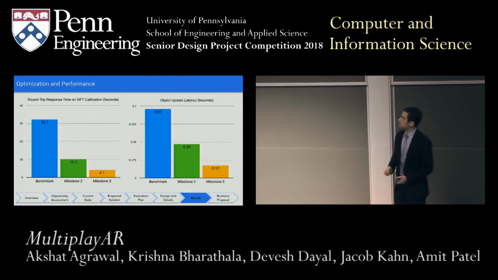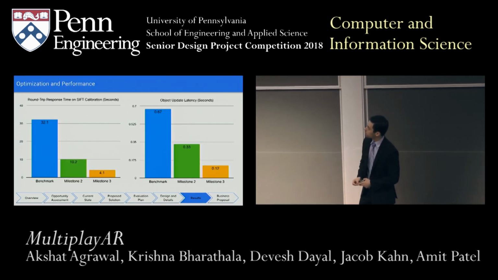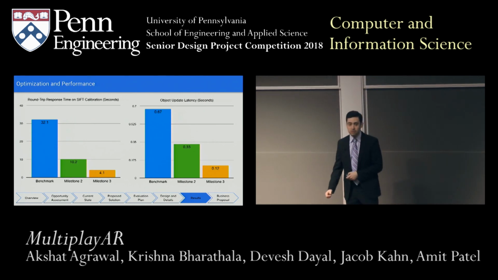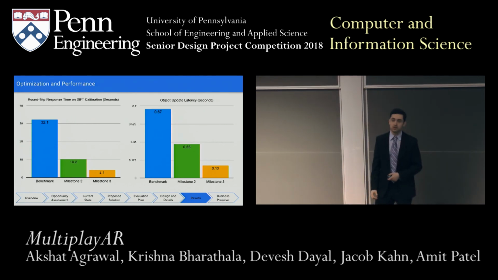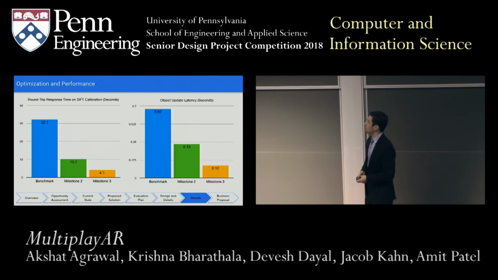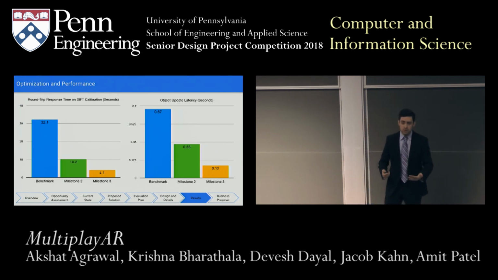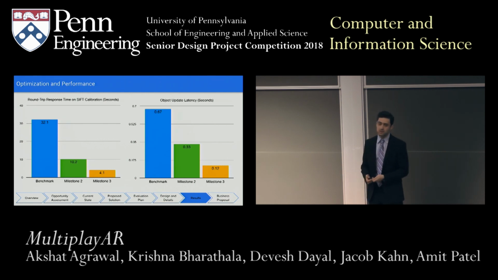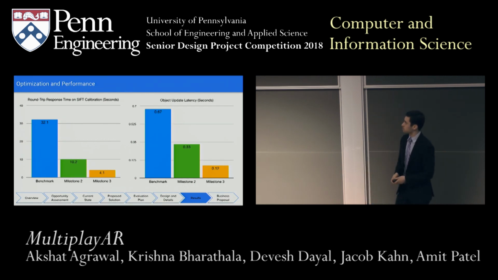So what does this look like in terms of our evaluation metrics? Well, we were able to get that calibration time down to 4.1 seconds by the end of our project, which is unbelievable considering the amount of time it takes to calibrate everything fully. And from there, when you move an object around, the latency is about 1/10 of a second. So it's really incredible how quickly developers are able to use everything.